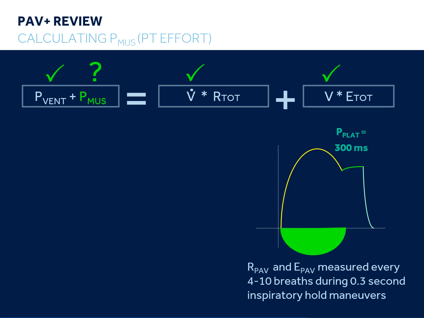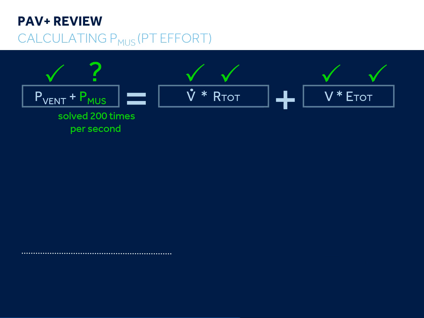PAV uses the average of the last 4 inspiratory holds to calculate the resistance and elastance values used in the equation of motion. While pressure support uses a single arbitrary E-sense calculation once per breath to determine how the breath should be delivered, PAV solves for PMUS 200 times per second and provides support to the patient in real time as PMUS is being calculated.